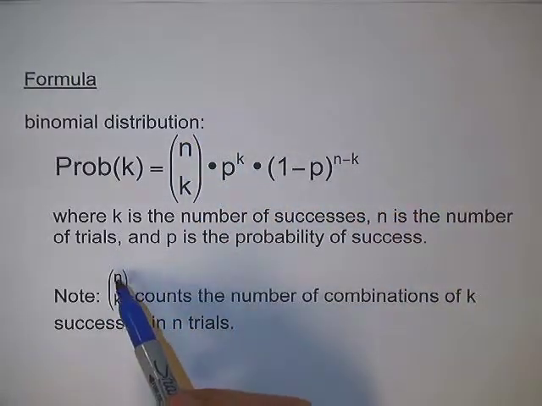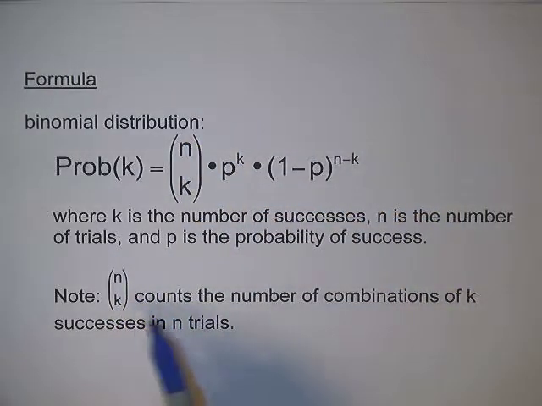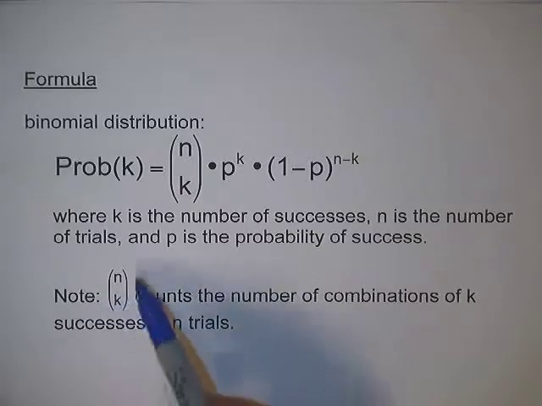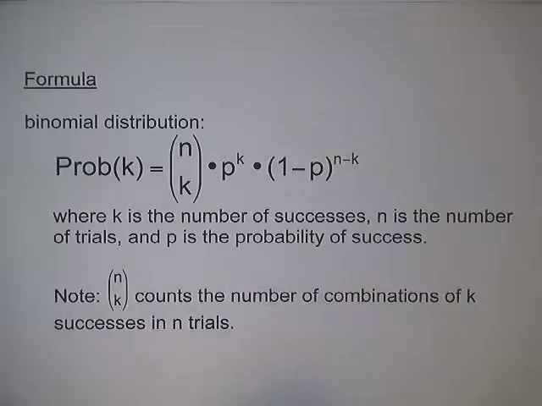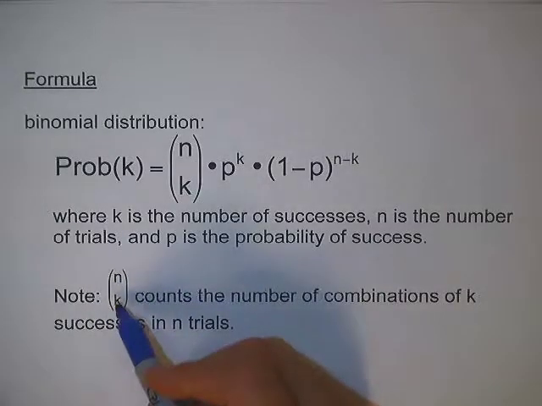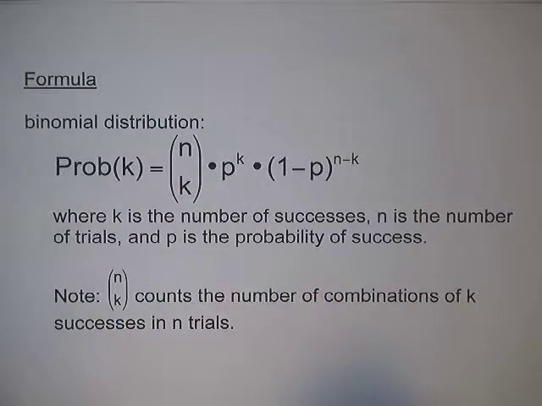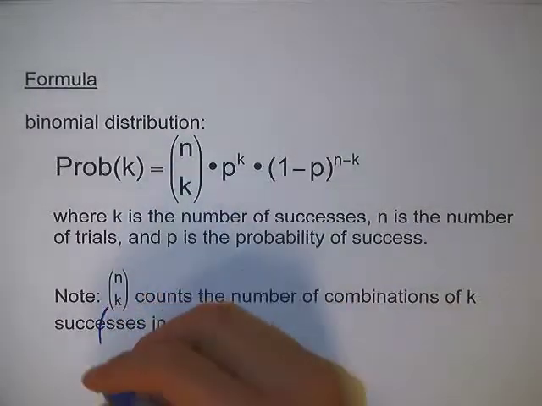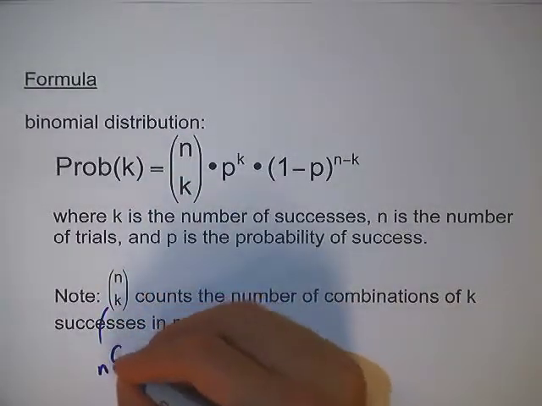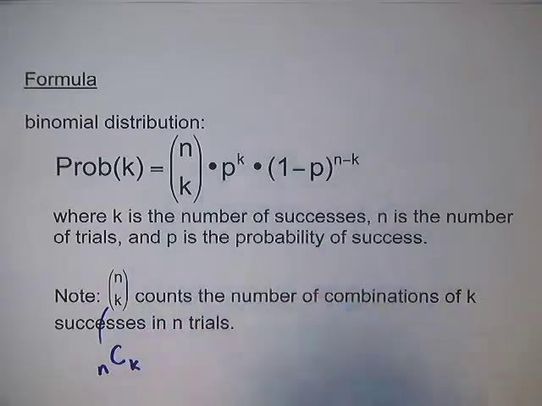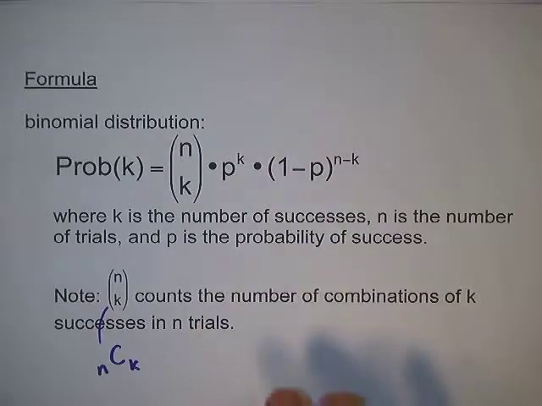Notice this notation here. Sometimes we'll say that as n choose k. It counts the number of combinations of k successes in n trials. So this basically tells me how many different combinations there are of k successes among n trials. Sometimes you'll also see this as n and then a capital C and then a k. And we'll look at how to get this on the calculator.